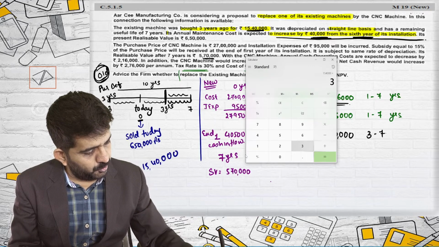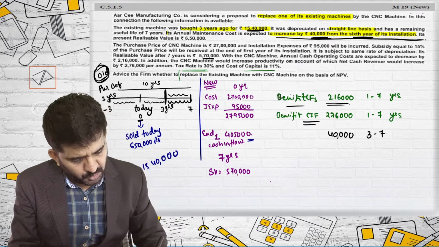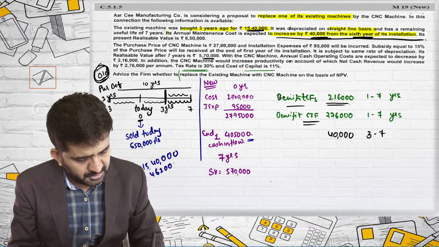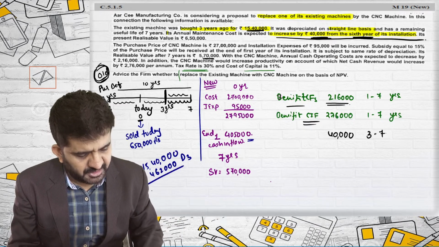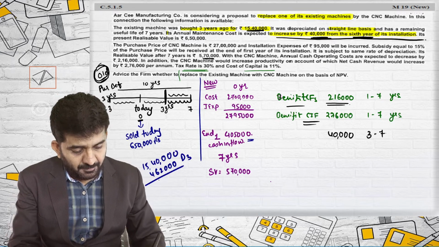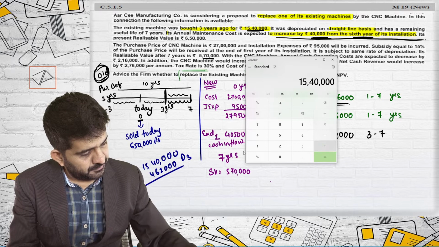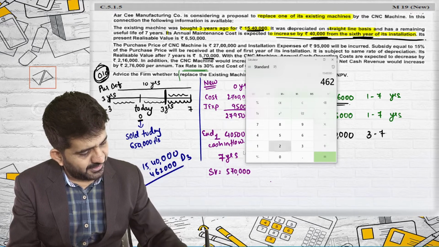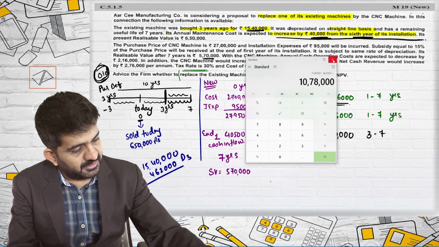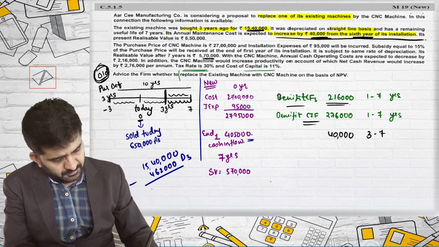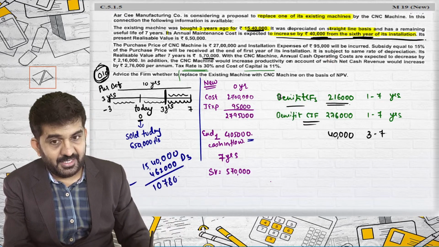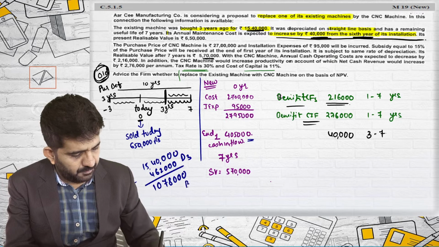1,54,000 into 3, because 3 years have passed. So 4,62,000 will be the depreciation for 3 years. So what will be the book value today? 15,40,000 minus 4,62,000. This is 10,78,000. 10,78,000 will be the book value today.